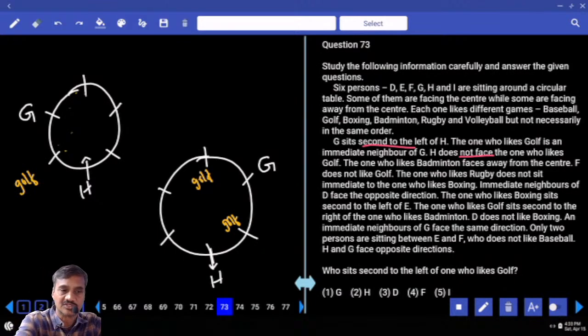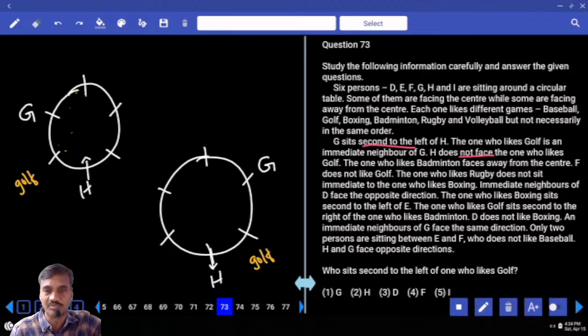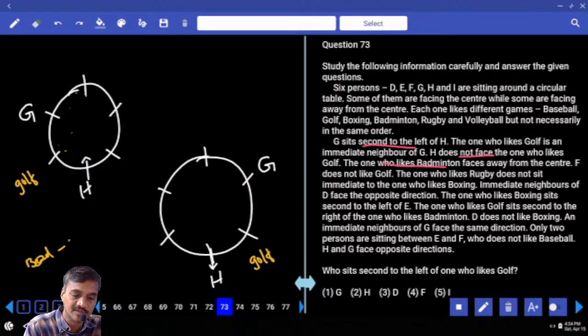And H does not face golf. Hence, the one who plays golf must be immediate left hand side. In either of these two cases, the one who plays golf is to the immediate left. And the one who likes badminton faces away from the center. Now this badminton is away from the center.